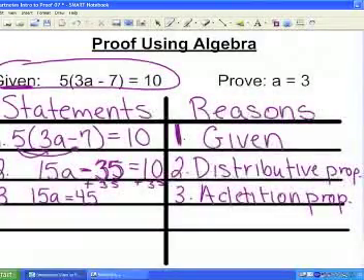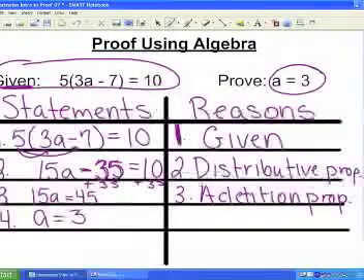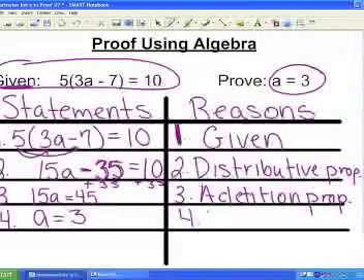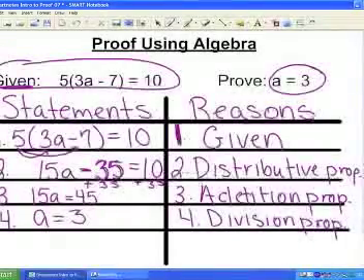Now, what do you do to both sides to get the a by itself? You would divide both sides by 15, and you would be left with a equals 3, which, as you know, is what we were trying to prove. Since we divided both sides by 15, our reason is the division property.